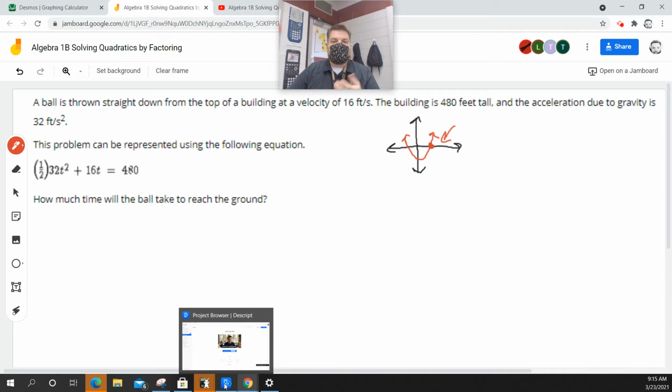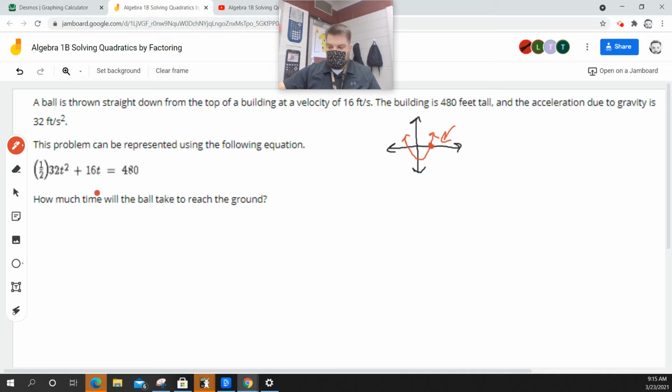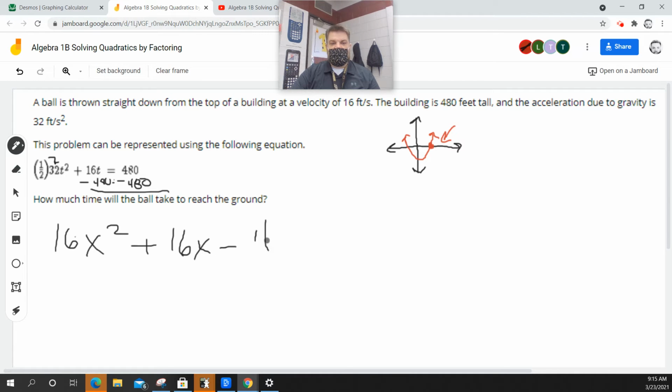So we go through the whole process the same way that we would. But before I can graph it, I have to set it equal to 0. So 1/2 times 32 is just 16. So I'm going to say 16, but I'm going to change it to x squared plus 16x, right? And then if I subtract 480 from both sides, I get minus 480 equals 0.